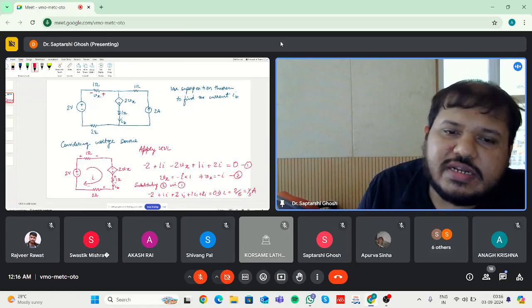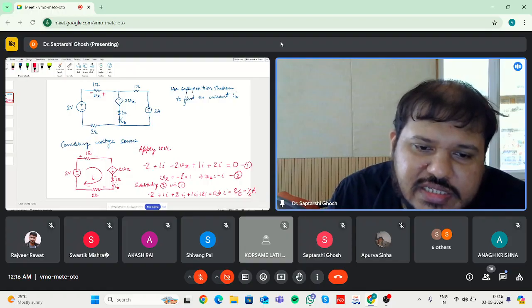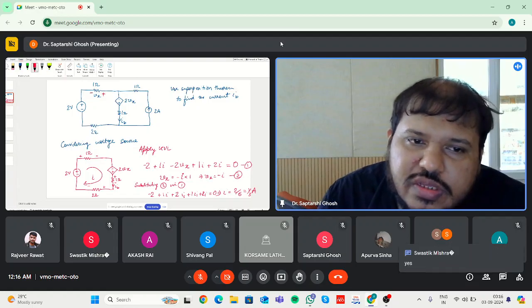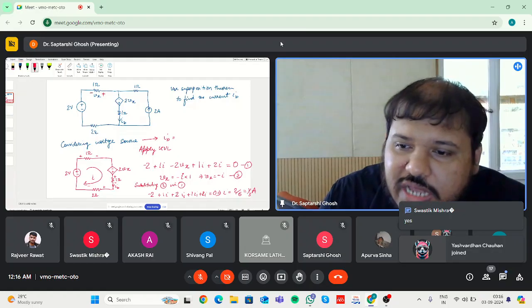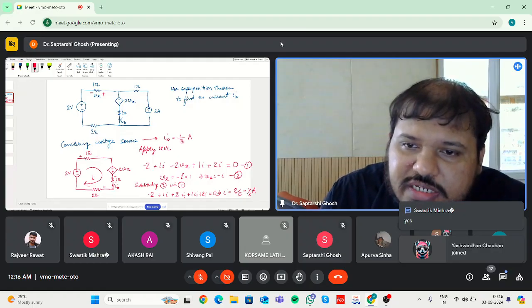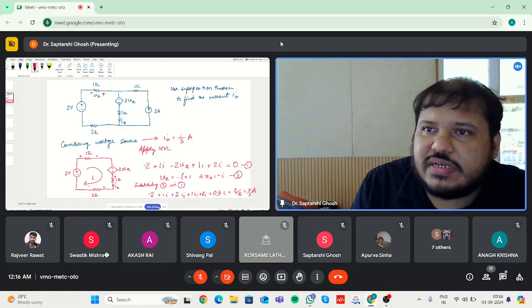Please let me know in the chat. Is the first thing clear, that IB, the current I, is in the same direction as IB? So considering only the current source, your IB is equal to 1 by 3 ampere. Please let me know in the chat whether it is clear or not.